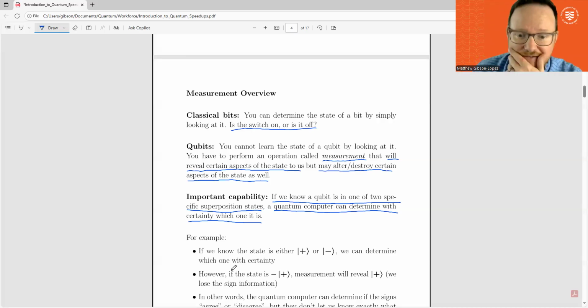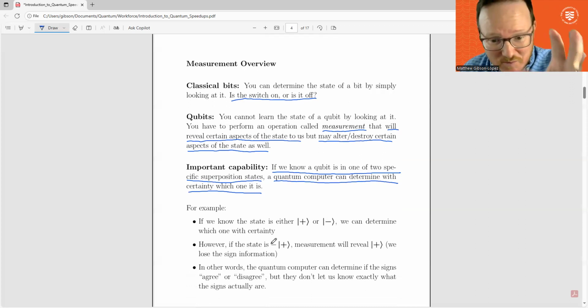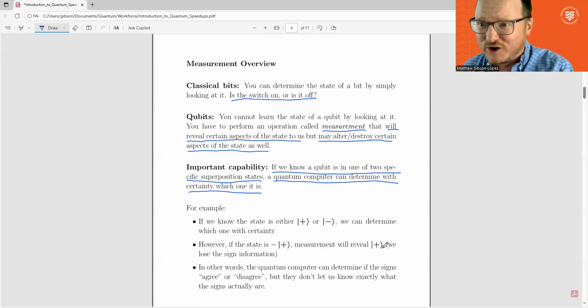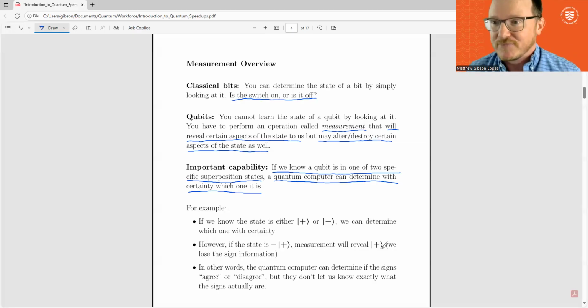However, if the state is negative plus or plus, we won't get to determine which one it was. We won't be able to know if it was negative plus; we'll just learn plus. In other words, the quantum computer can tell me if the signs agree and it can tell me if the signs disagree. But if the signs agree, it can't tell me if it's plus one plus one or minus one minus one. It's just going to say the signs agree. And the same if they disagree: it won't tell me if it's plus one minus one or minus one plus one. I just get to know that the signs disagree.